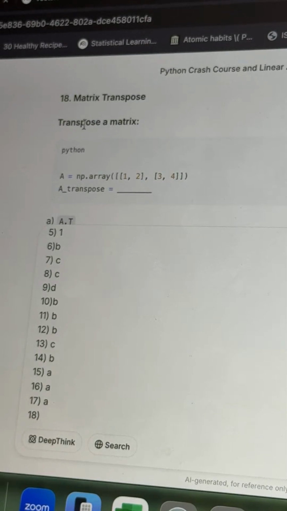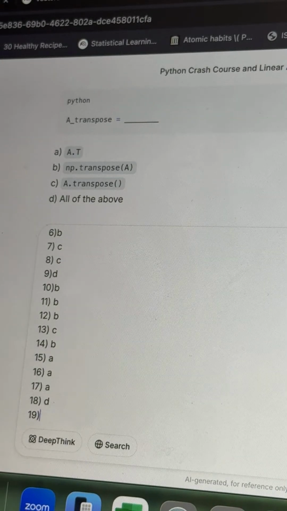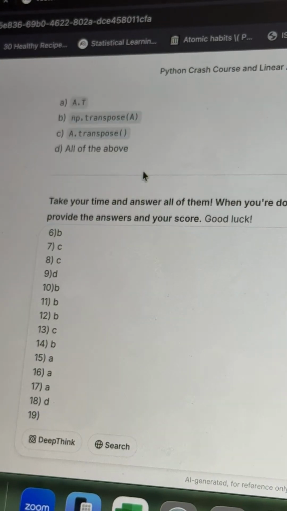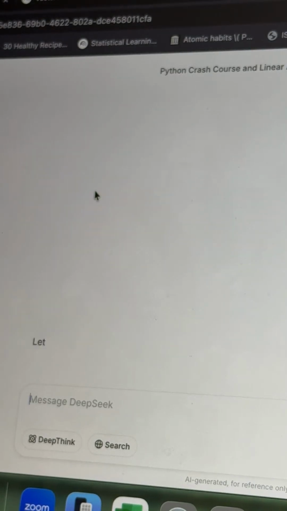So, transpose a matrix. I think it's A dot T, but all of them could work, honestly. I think it's D. 19. Let's go. Oh, wait, that's it. That's it, guys. We're done. Let's submit our answers and see our grade.